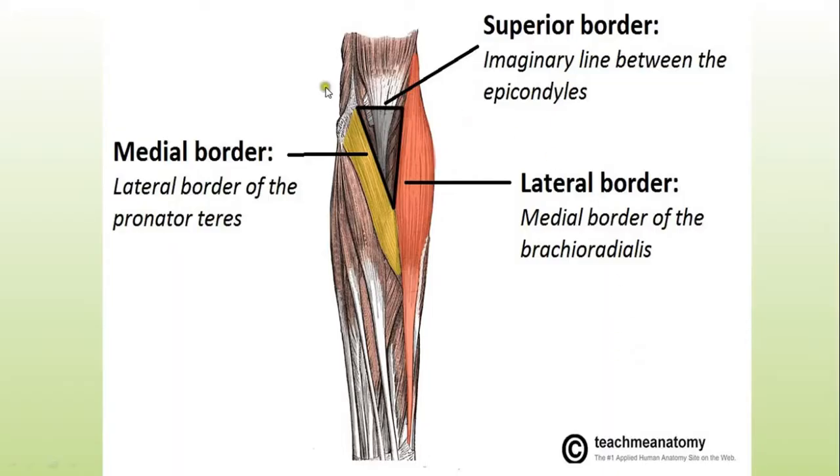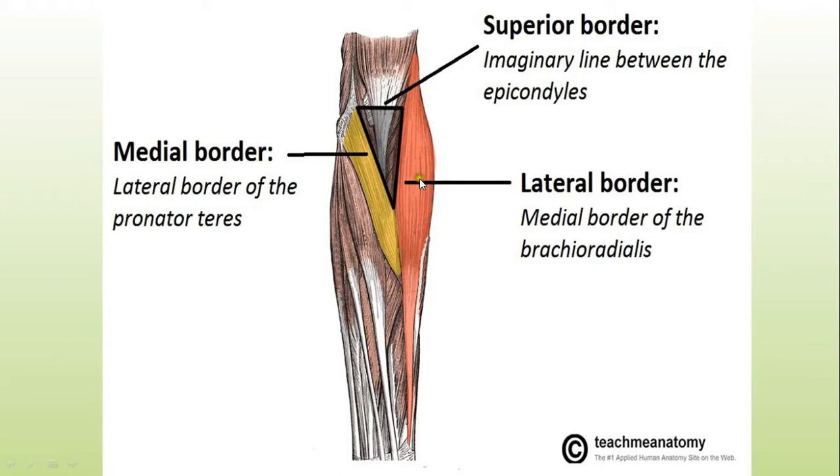In this figure, you can clearly see the boundaries of the cubital fossa. You can see when the elbow is extended, a triangular depressed area is present. This triangular area is called the cubital fossa. The superior border is formed by an imaginary line passing between the medial and lateral epicondyles of the humerus. Its lateral border is formed by the brachioradialis muscle.